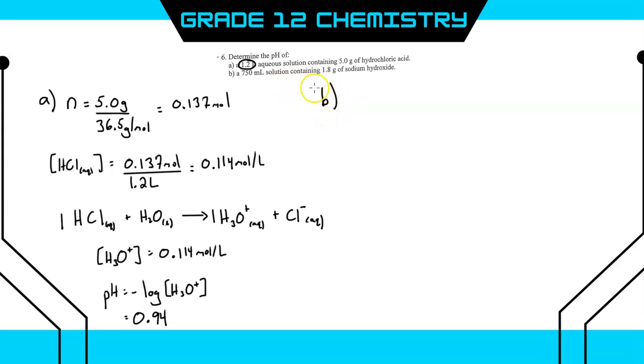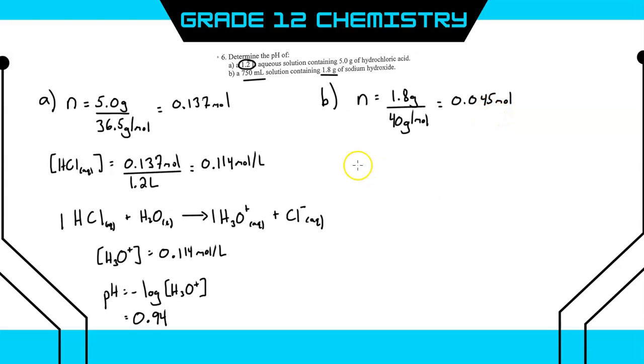So for B, again, they give us mass and volume. Let's first start by figuring out the number of moles of sodium hydroxide. That's just mass over molar mass. You can check your periodic table, just add sodium, oxygen, and hydrogen, and we get about 40 grams per mole. So that gives us about 0.045 moles.